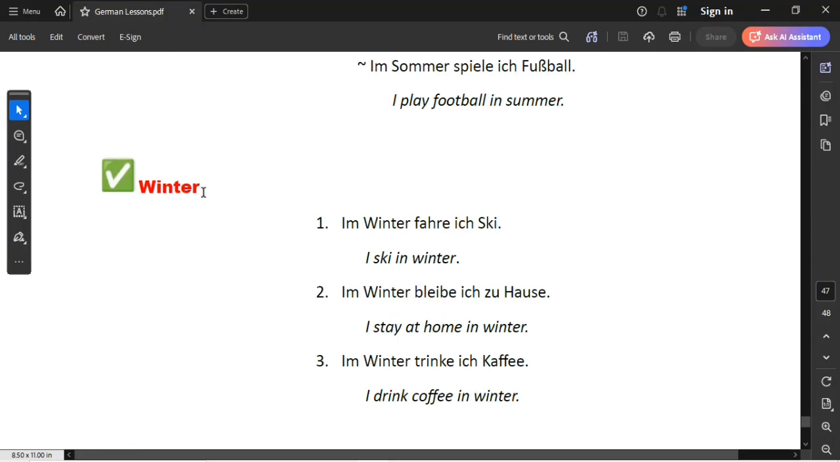Next is der Winter, and the first example is Im Winter fahre ich Ski. I ski in winter. Example number 2, we have Im Winter bleibe ich zu Hause. I stay at home in winter. Im Winter trinke ich Kaffee. I drink coffee in winter.